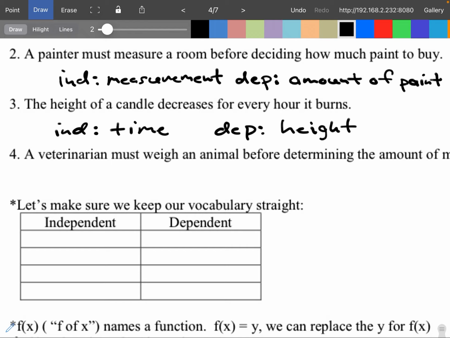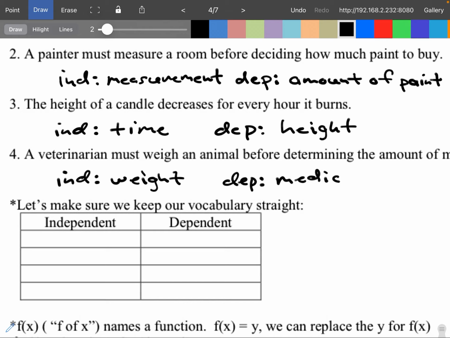All right, the next one, it's kind of cut off there, but I'll just read it. It says a vet must weigh an animal before determining the dosage of medicine, right? So would the amount of medicine depend on the weight, or would the weight depend on the amount of medicine? The medicine depends on the weight. So how much medicine they administer depends on the weight.